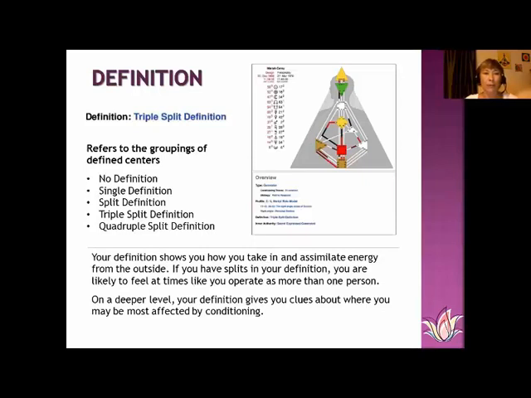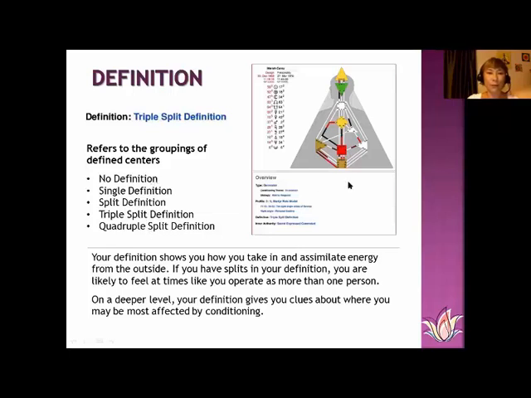Okay, so let's move on to definition. Definition is down here next to the bottom on this chart. Definition refers to the groupings of your defined centers, the relationship between your centers, and how many centers you have that are connected that aren't necessarily connected to other centers. So there are 5 different types of definition.